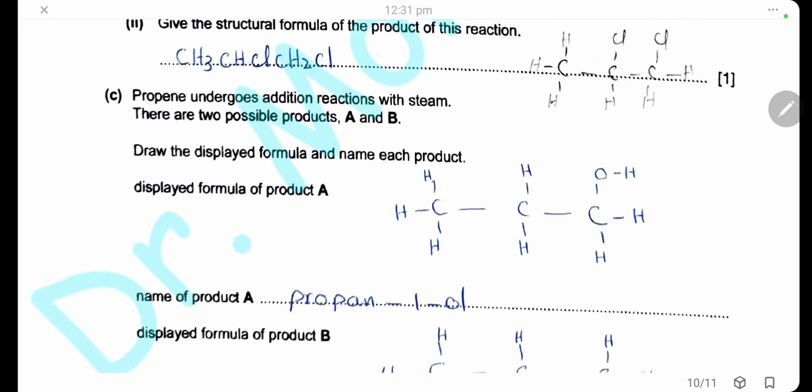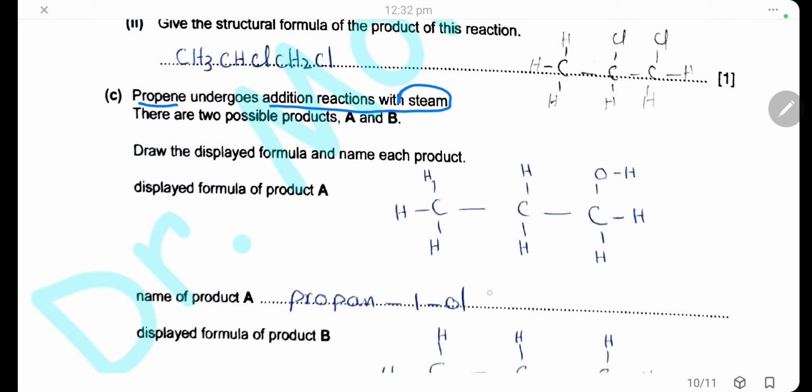Propene undergoes addition reaction with steam. There are two possible products, A and B. Draw the displayed formula and the name of each product. Here we have propene reacting with steam, and the product will be propanol. It's an alcohol. So we have two products which are isomers of each other according to the position of the OH on the propanol molecule.